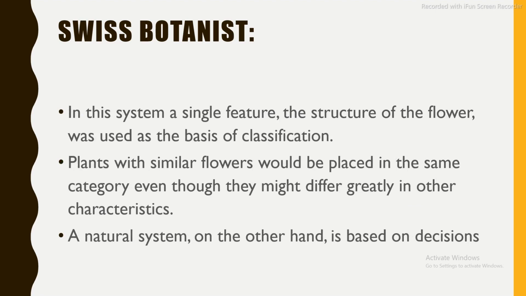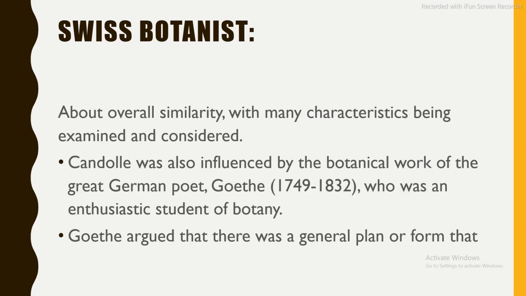Plants with similar flowers would be placed in the same category, even though they might differ greatly in other characteristics. A natural system, on the other hand, is based on decisions about overall similarity, with many characteristics being examined and considered.